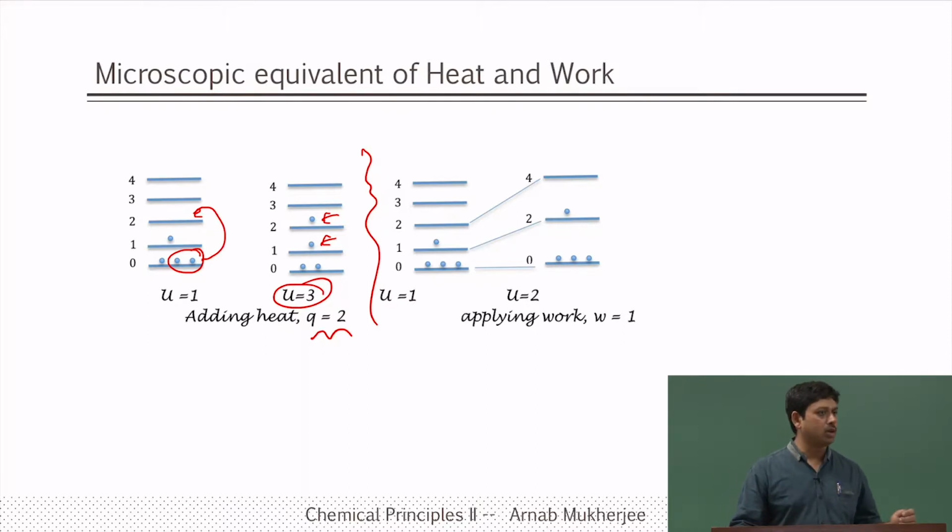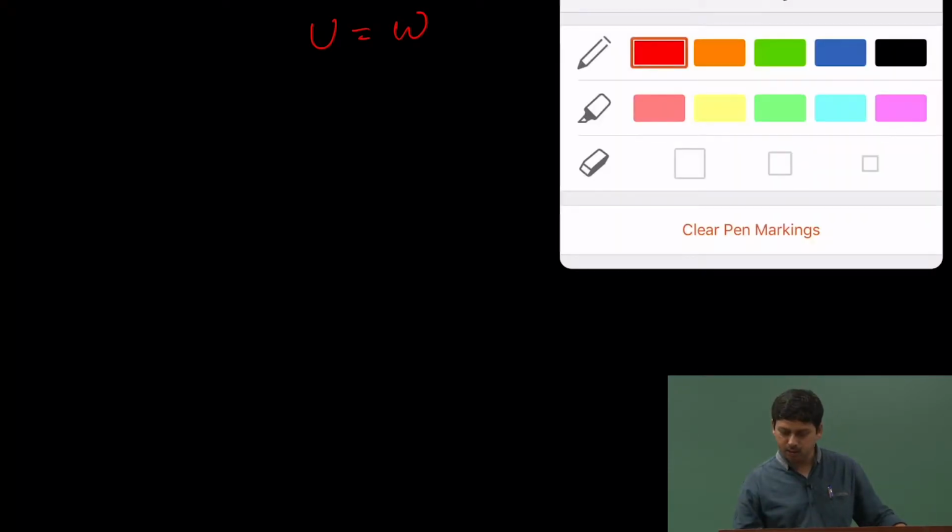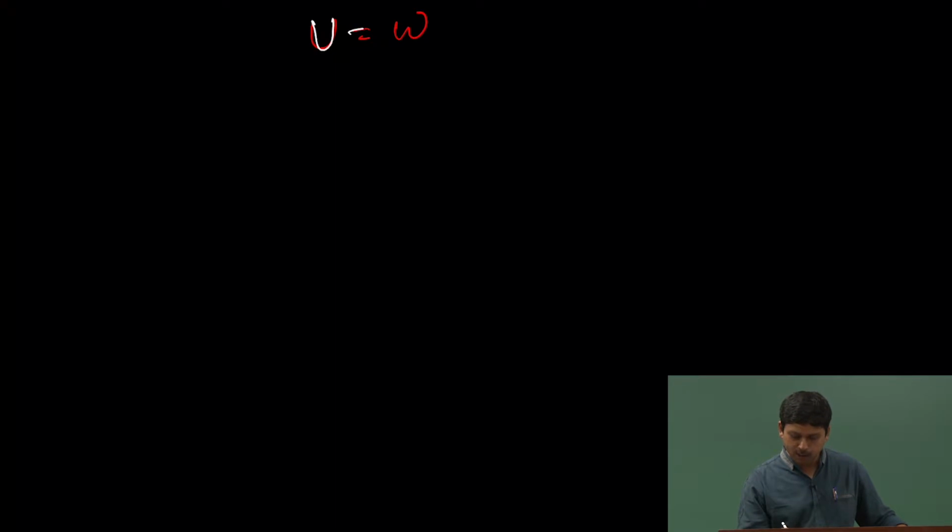So, what happens when you do work on the system? Actually, I should write it here. Let us say, do you remember the particle in a box formula? Particle in a box, you remember, right. So, using particle in a box, can you tell me what happens when you do work on the system? We know from the first law of thermodynamics that U equals W when there is no heat supplied, right. I should change the color. So, U equals W when there is no heat supplied to the system, that we know.